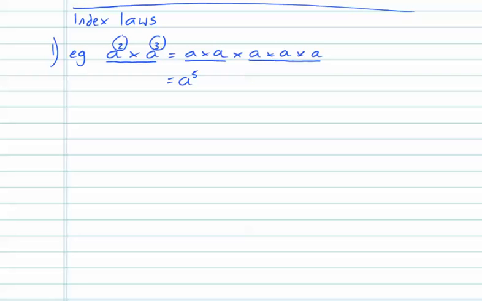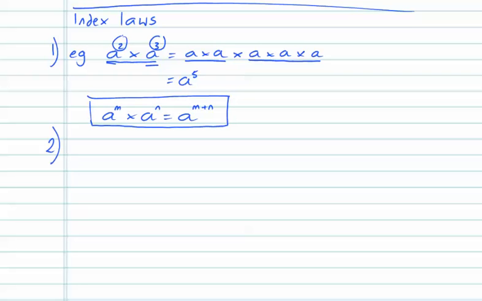So if we write this as an algebraic rule, a to the power of m times a to the power of n equals a to the power of m plus n. If we're multiplying indices or powers with the same base number, we can add the powers. That's index law 1.